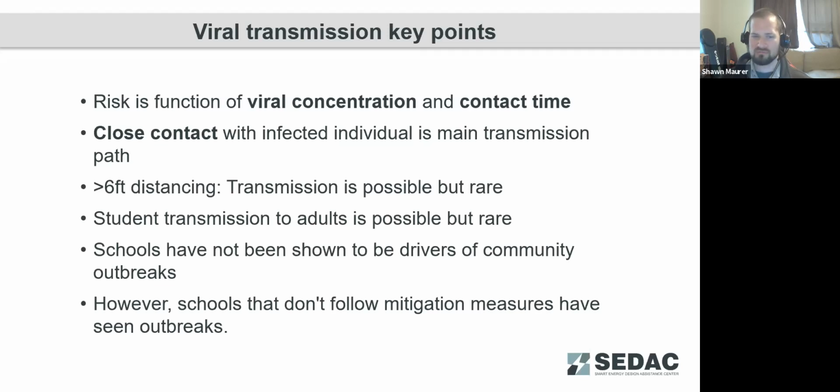Schools have not been shown to be the drivers of community outbreaks. It is more tied the other way around. Outbreaks in the community are linked back to transmission in the schools. However, schools that don't follow mitigation measures have seen outbreaks, and that's a key point to remember. You don't want to get lax on these measures over time. Keeping the mask mandates and distancing practices in place is going to help ensure that your school does not become an outbreak location for the disease.